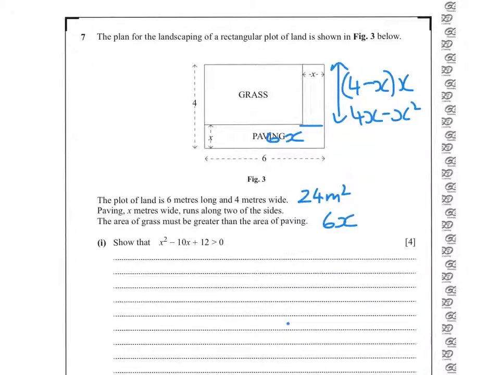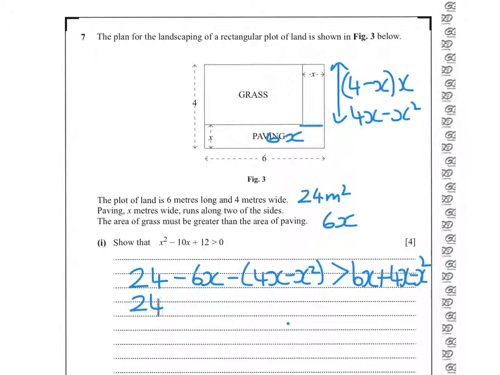So the area of grass is the total area subtract the paving. It must be greater than the paving. So on the left we have 24 minus 6x minus 4x plus x squared, which must be greater than 6x plus 4x minus x squared.